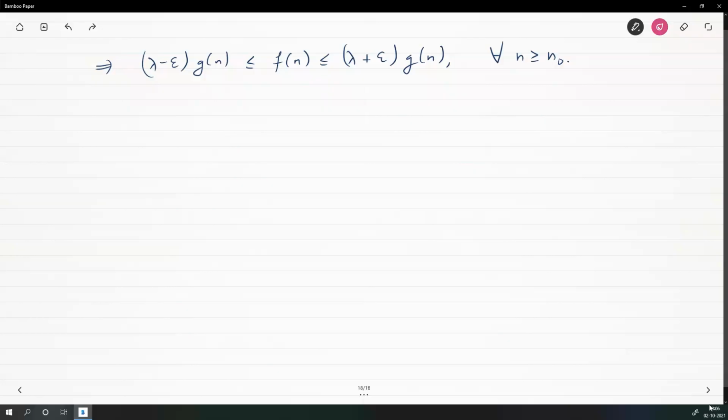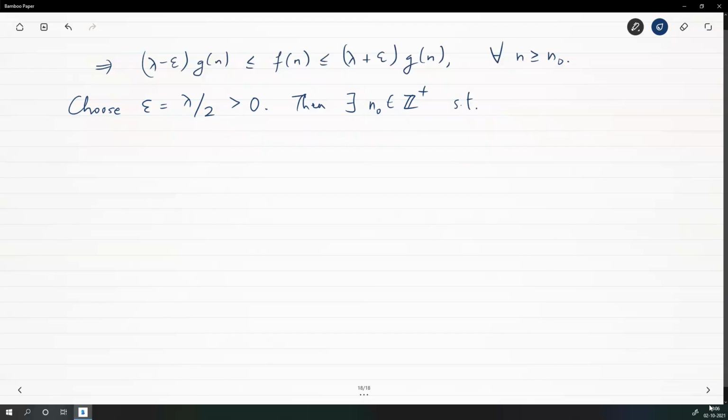So the safest choice, there can be many choices. In fact, you can try other choices also. Safest choice is this: lambda is a fixed number, right? Lambda is the limit. Choose epsilon equal to lambda by 2. Since lambda is positive, epsilon equal to lambda by 2 is also positive. Then what do we get? Then, just by what we saw, there exists an n naught, a positive integer, for this choice, lambda by 2, such that the above inequality holds true.